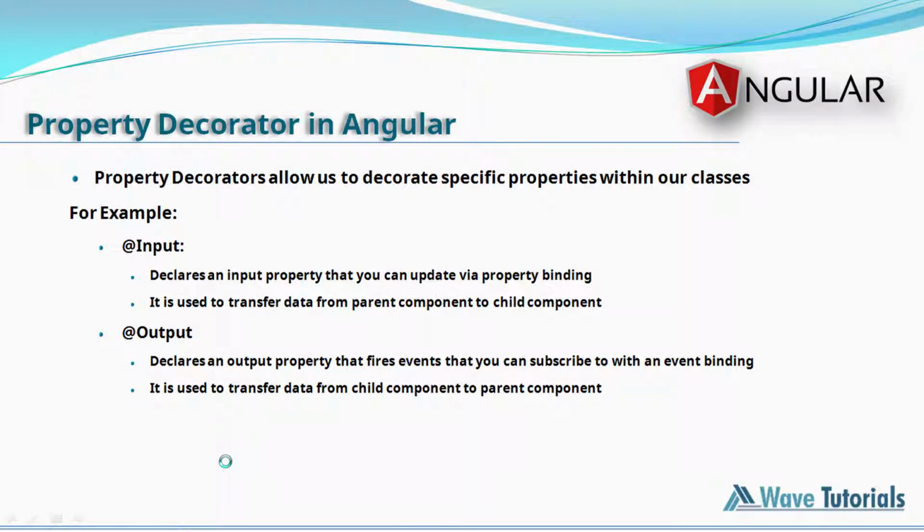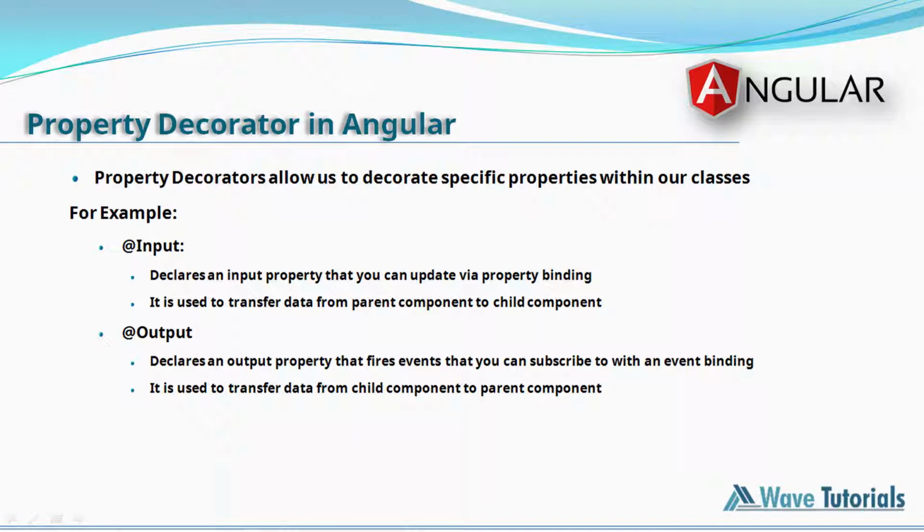Next one is property decorator. Property decorators allow us to decorate specific properties within our classes. For example, we have two types of property decorator: one is Input and another one is Output. Input declares an input property that you can update via property binding, and it is used to transfer data from parent component to child component. And Output declares an output property that fires an event that you can subscribe to within an event binding, and it is used to transfer data from child component to parent component.